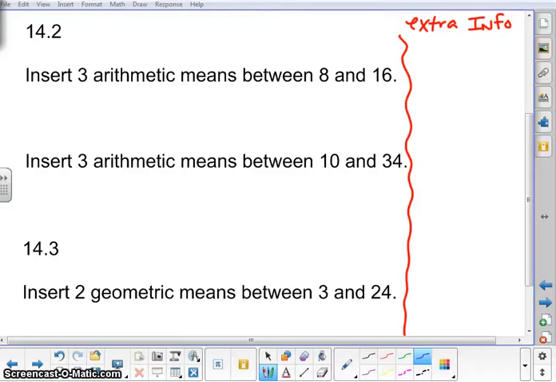Hi, this is Mrs. Slater, and for this video we're going to finish up a little bit of 14.2 and 14.3, a little mix of arithmetic means and geometric means.